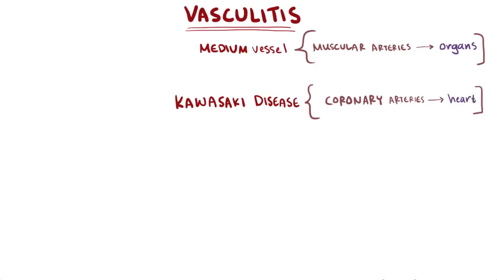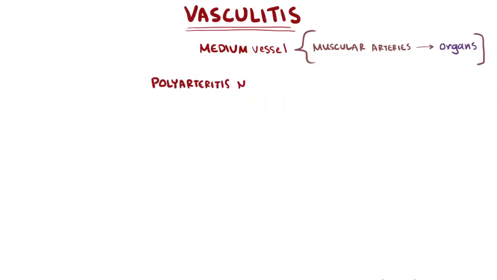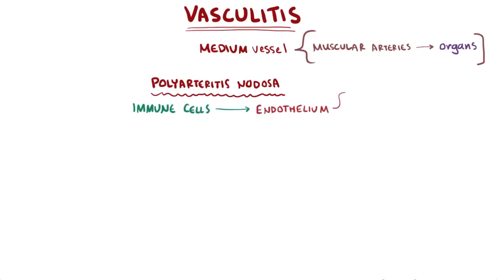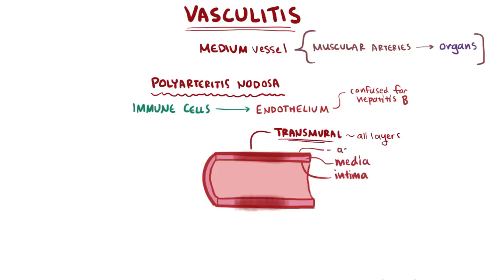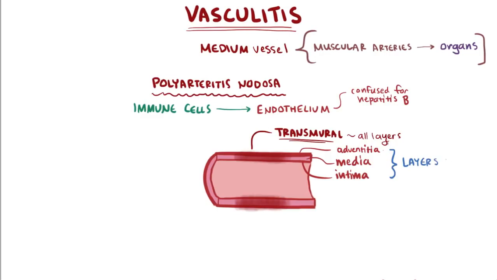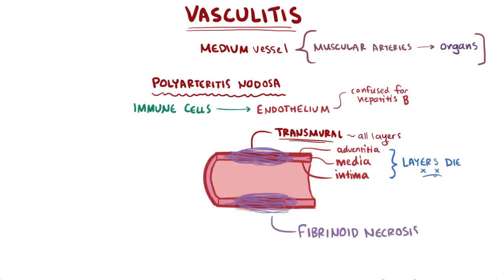Next, there's polyarteritis nodosa, which is thought to occur when the immune cells directly attack the endothelium, confusing it with hepatitis B virus. Now, polyarteritis nodosa causes transmural inflammation, which means the entire wall, the tunica intima, the media, and the adventitia are all affected. The inflammation causes the vascular wall to die through all 3 layers of the artery, and fibrosis occurs as the vascular wall heals. And this process is called fibrinoid necrosis.